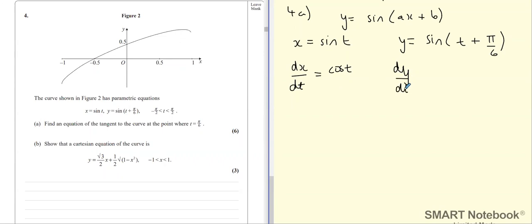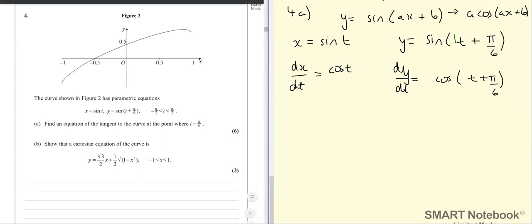Dy by dt: the coefficient of t here is 1. So when I differentiate this, I'm going to get 1 cos t plus pi over 6, and we don't need the 1 there, it's just cos t plus pi over 6. Because we would generally multiply by the differential here. If you remember, this turned to a cos ax plus b. But if a is 1, then multiplying by 1 is not going to change anything. And that should now help you complete part A.